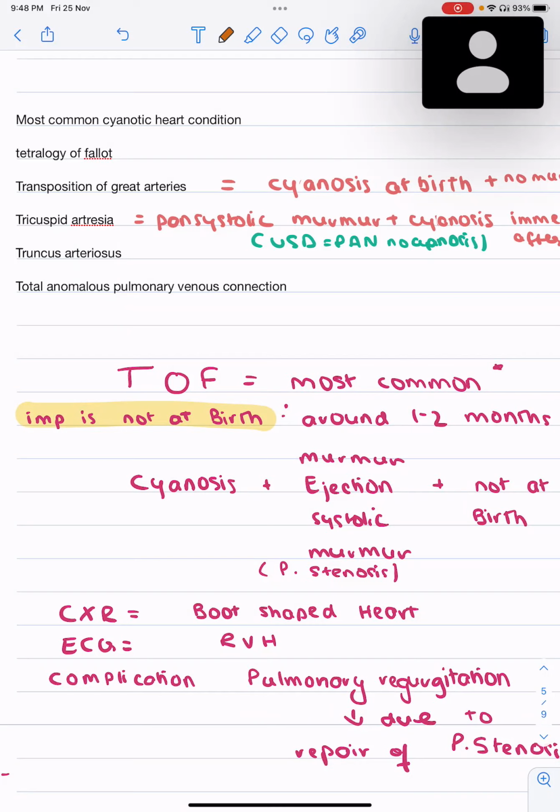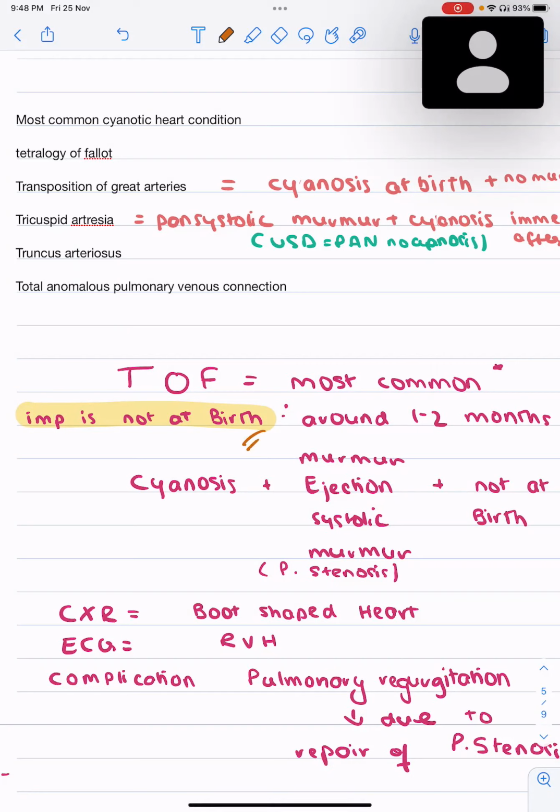Again, let's make it very simple and break it down, because you're not going to go through the whole of the pathology and everything. There are particular clinchers which you're going to remember. When it comes to TOF, you have to remember this on your fingertips. It's one of the most common cyanotic heart conditions. The important thing I've highlighted is that it is not present at birth.